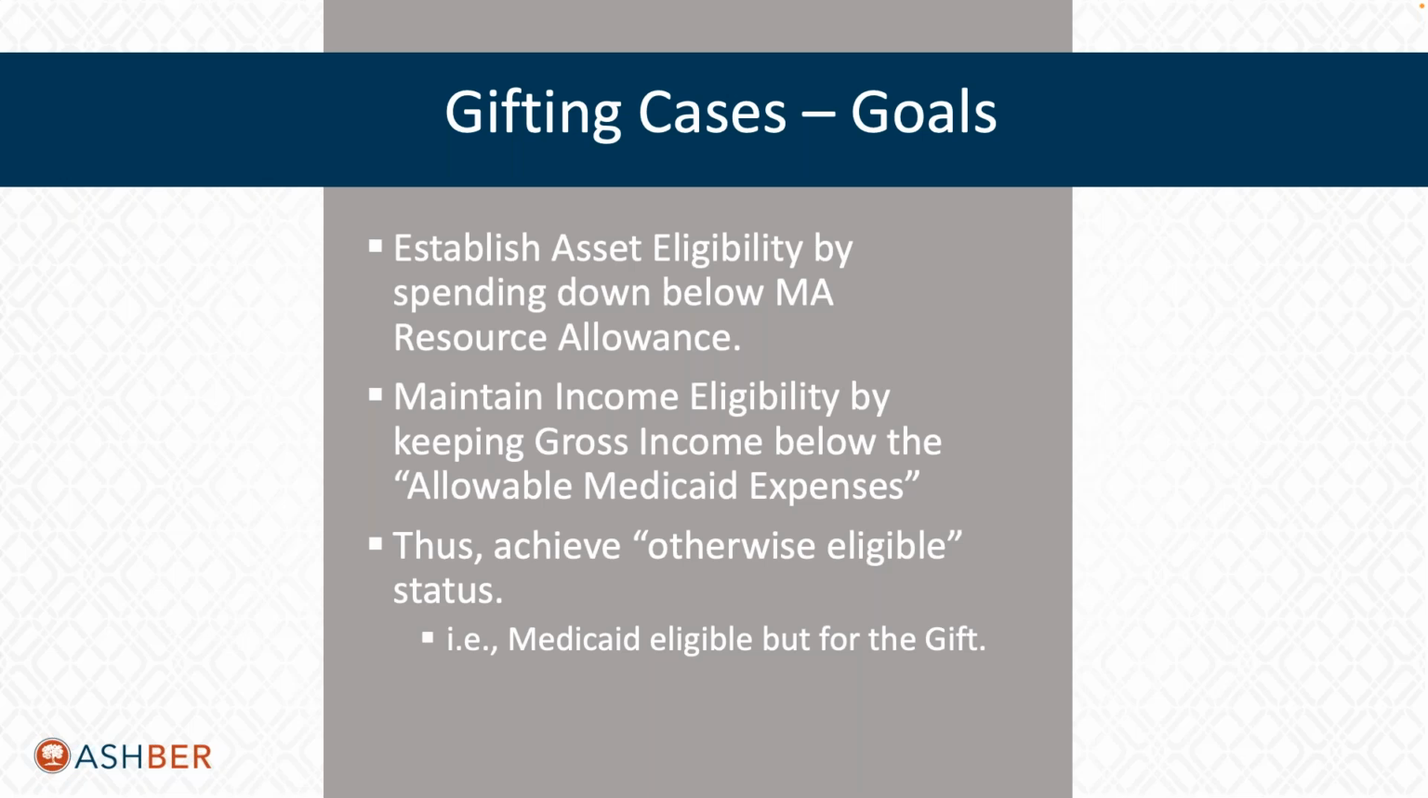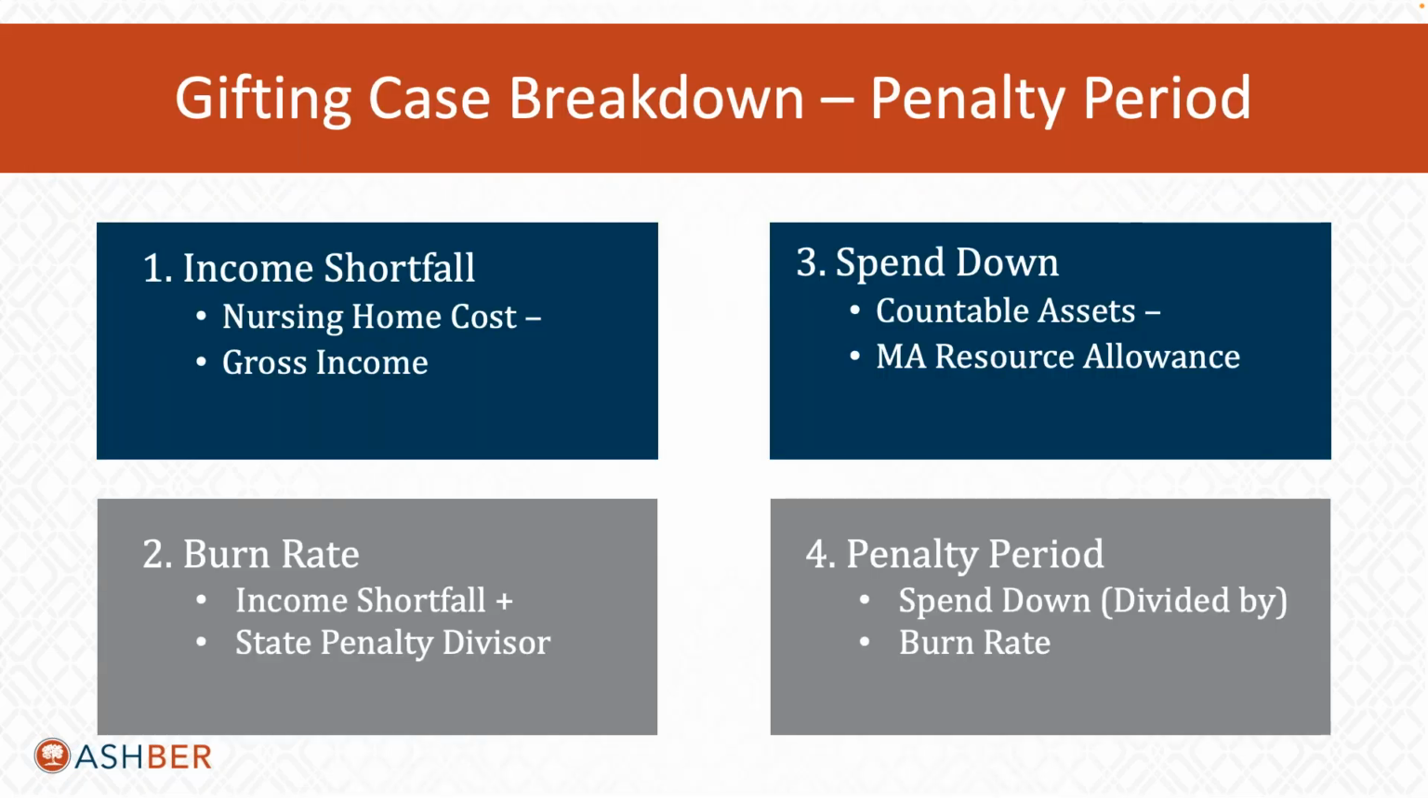And we also want to maintain income eligibility, because remember, a Medicaid compliant annuity is an immediate annuity or income annuity. The Medicaid annuity is going to provide income, but we want to make sure that income isn't too much, to where it's going to violate that income eligibility rule with Medicaid. So we're establishing asset eligibility, maintaining income eligibility, and achieving what we call an otherwise eligible status. You'll hear that term thrown around a lot when you're talking about these types of spend downs because there's a gift involved. They're eligible on every other term except for the gift or the improper transfer.